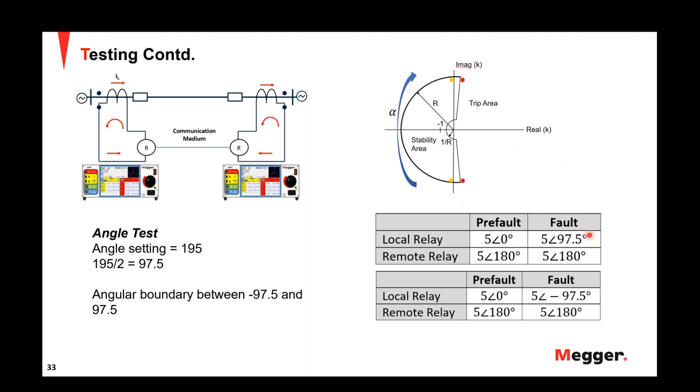So let's say you got the result on the first test as 98, and the second test is minus 97.5 or something like that, then you would see the difference between those two. The difference would be somewhere around 196 or so, which is close to the angle setting here, right? Which means we validated the angle setting on the plane.